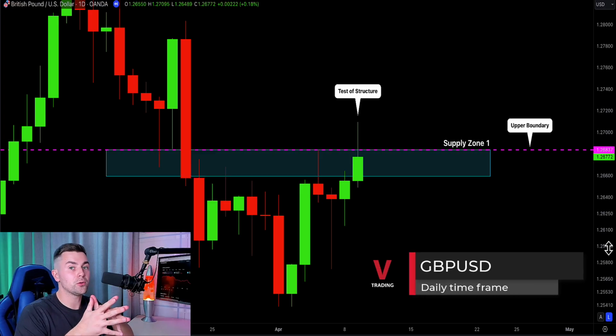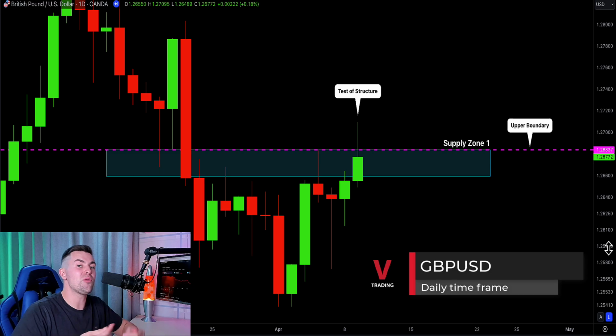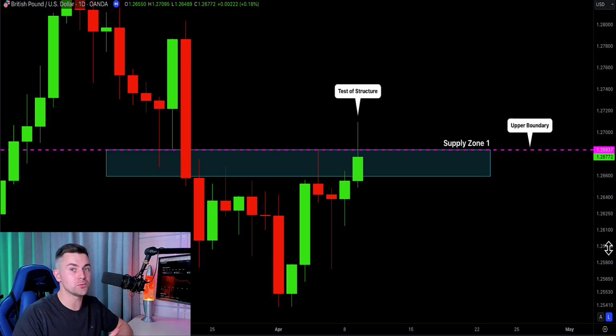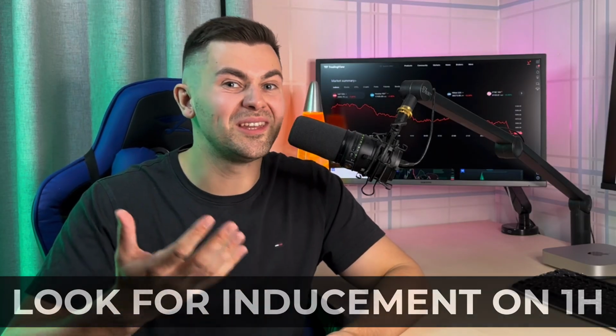And here on pound-dollar pair is the example how the test of the upper boundary of the supply zone should look like. In step 3, multiple time frame analysis comes into play. You should look for an inducement on an hourly time frame.